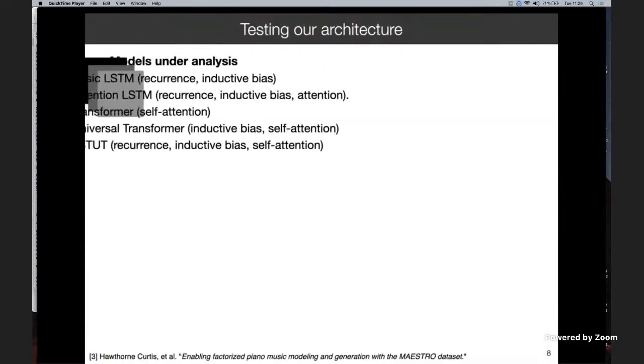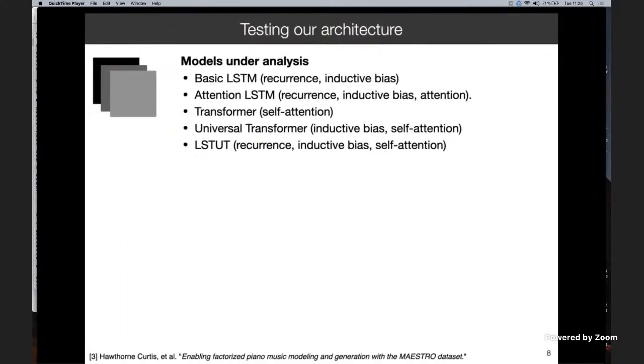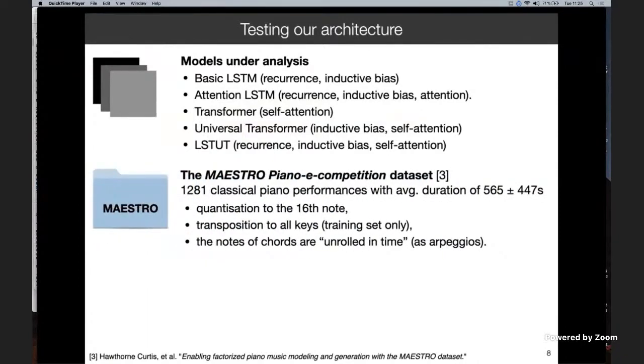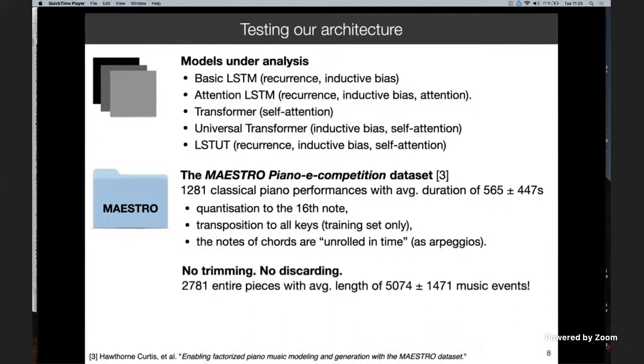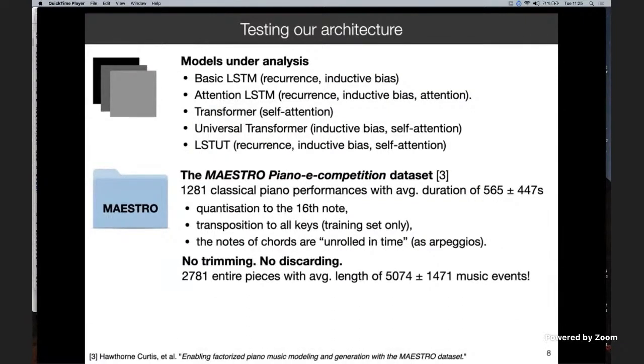Based on our hypothesis, we evaluated our method on the music modeling task and compare its performance to a vanilla LSTM, an attention LSTM, a transformer, and a universal transformer. To train and evaluate our model, we chose a dataset of long and structurally complex musical pieces, the Maestro collection. The dataset collects more than 1,000 classical piano performances in MIDI format, which we quantize to the 16th note and transpose to all keys to learn transposition invariant features. To circumvent the problem of learning note simultaneities, chords are unrolled in time and so represented as arpeggios. We do not trim nor discard our music sequences, as we want to study our models on entire music pieces, thereby testing their ability to learn structural properties of music.